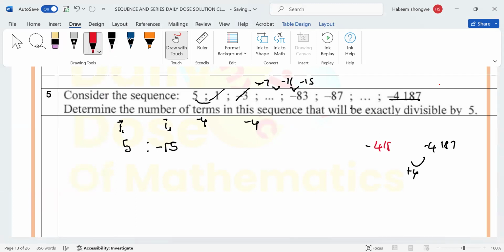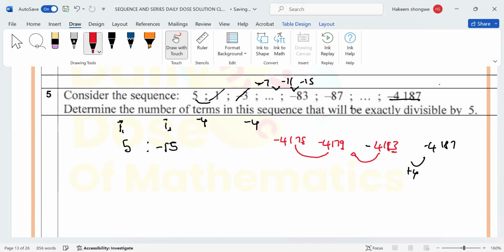Minus 4183, is this divisible by 5? No. And the other thing you should know about divisibility by 5: the number at the end should be 5 or 0. It can be 5 or 0. So if you go here, what do you get? Minus 4179 again. You can see it doesn't end with a 5, so it's not divisible by 5. You go to the next one, minus 4175. It ends with a 5 again.